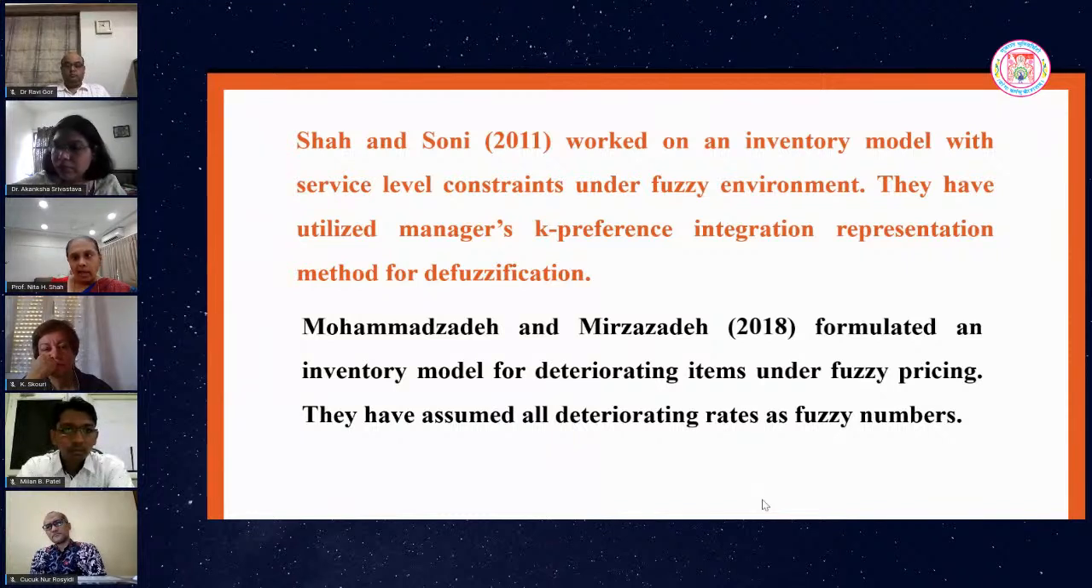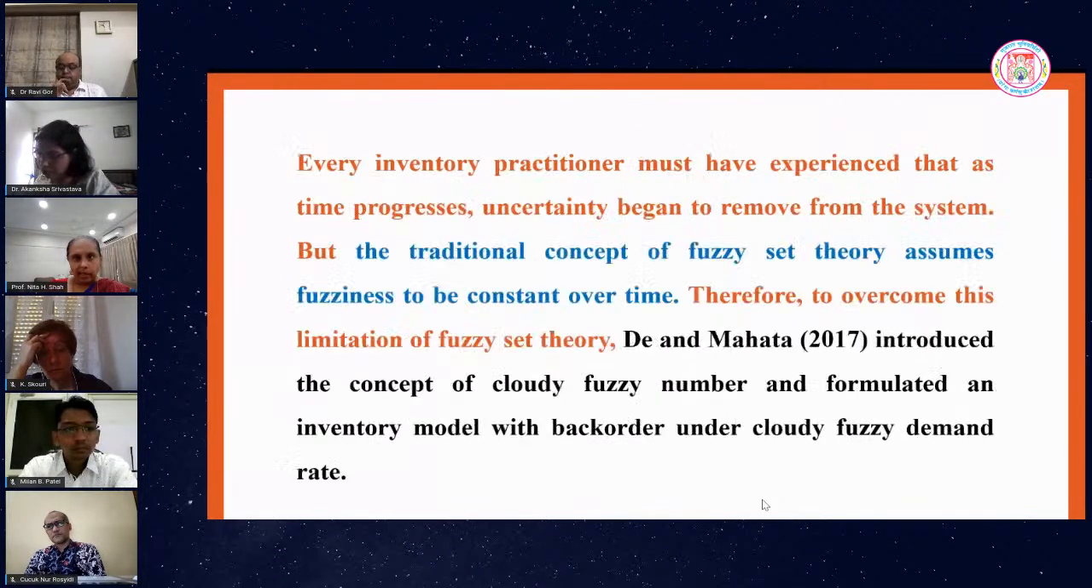Mohammad Zadeh and Mirzada in 2018 formulated an inventory model for deteriorating items under fuzzy pricing. Fuzzy pricing is also one of the realistic situations because the selling price doesn't remain fixed. They have assumed all deterioration rates as fuzzy numbers. So 2 realistic situations have been incorporated by Mohammad Zadeh and Mirzada, of fuzzy pricing and fuzzy deterioration rates in 2018.